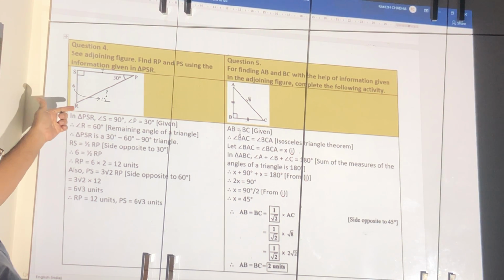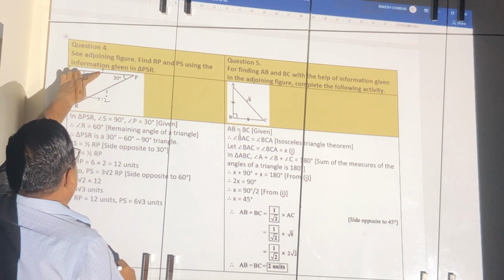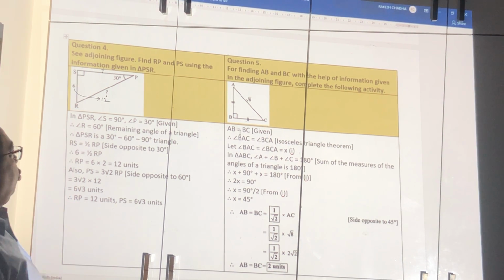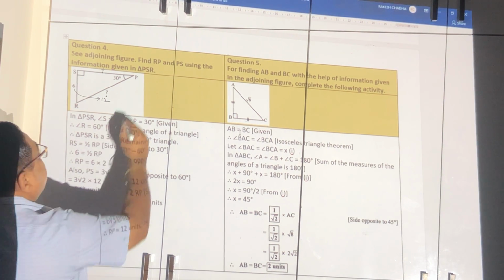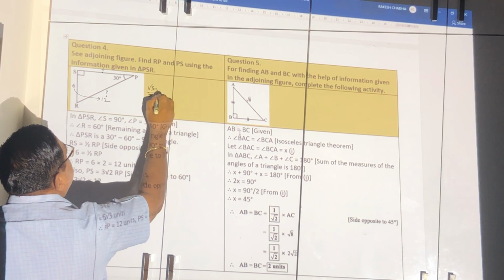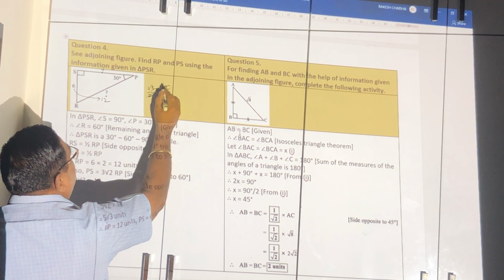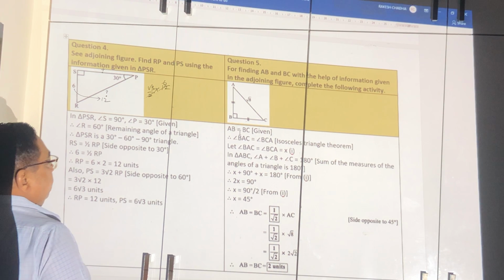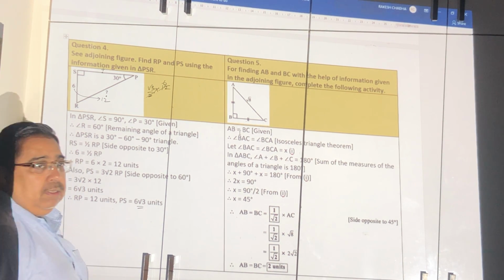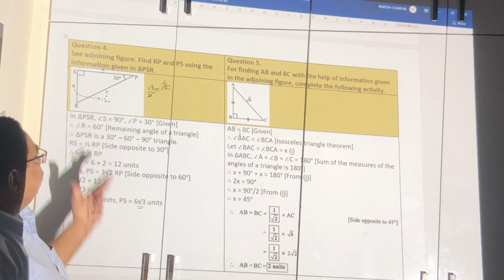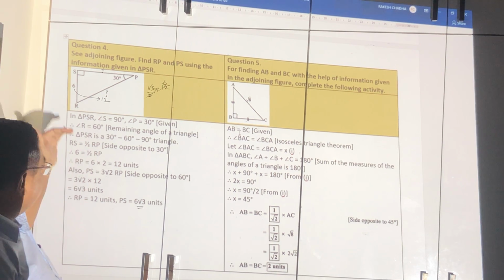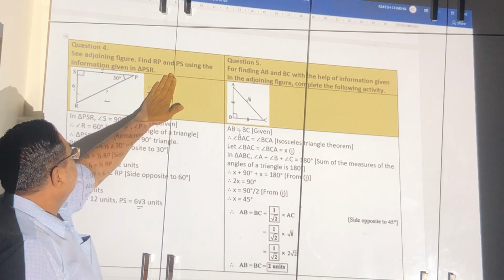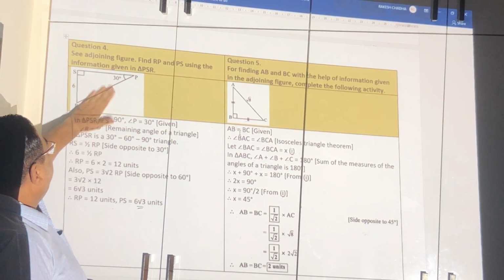Now this side, as I told you, my friend, is root 3 upon 2 times the hypotenuse. So you will multiply and directly get the answer, 6 root 3. So if you know the theorem, it is so easy to do. These are the steps, this is how you should write. Okay? Let's go further.